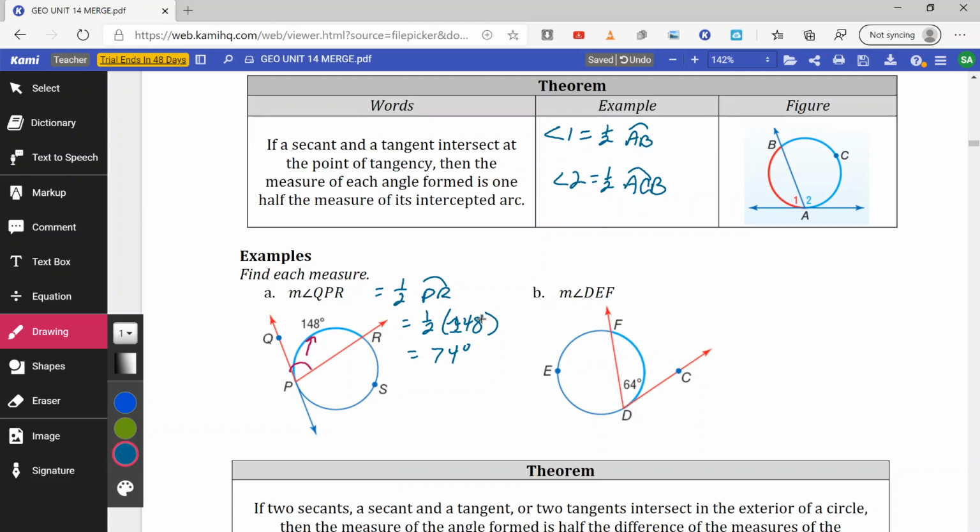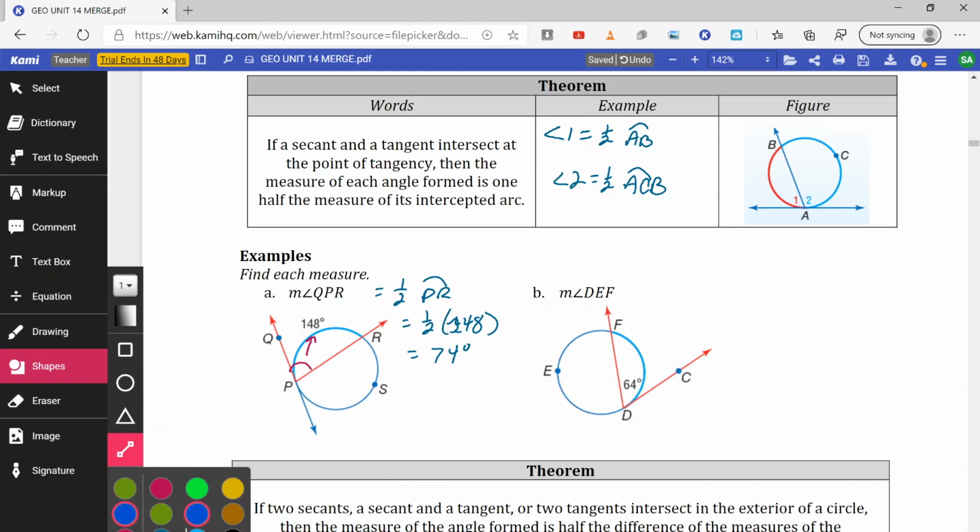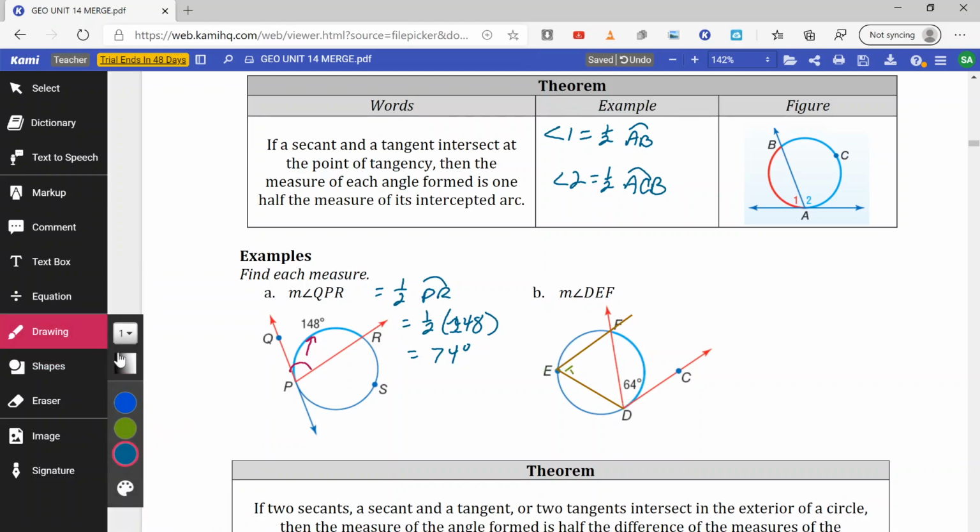Now B asks us to find the measure of angle DEF. We don't necessarily have angle DEF labeled on here, but we do have point D to point E, and then we have point E through point F. So this is our unknown angle x here.